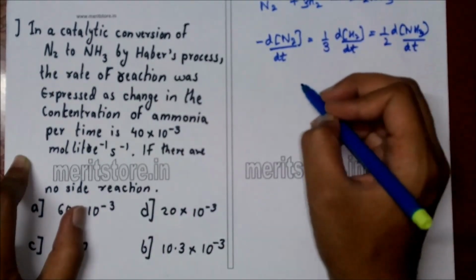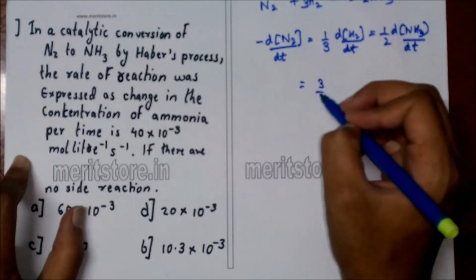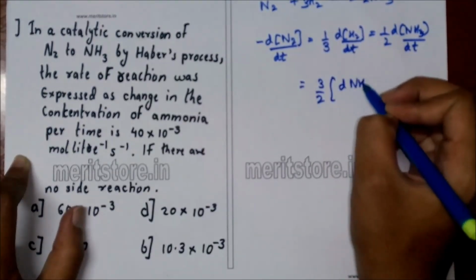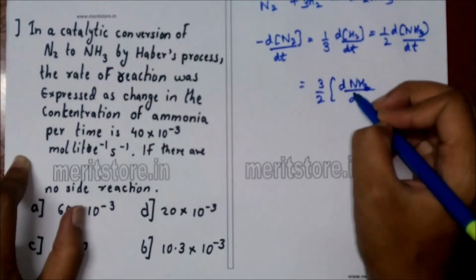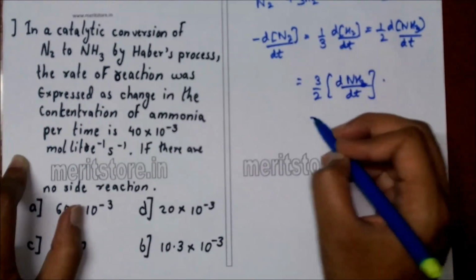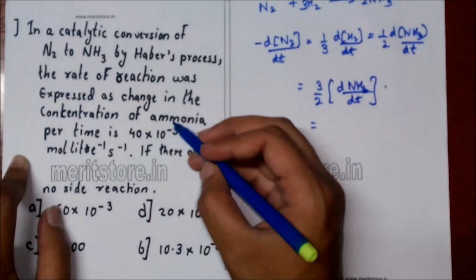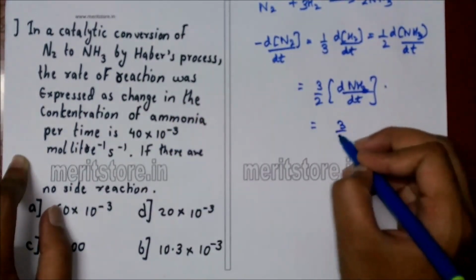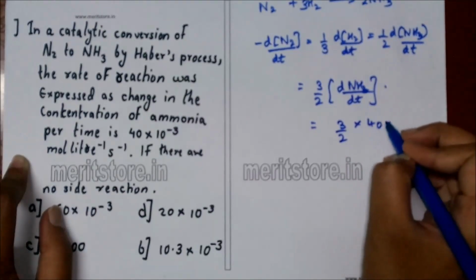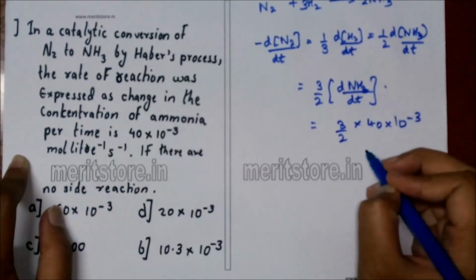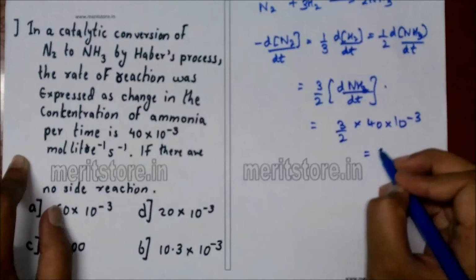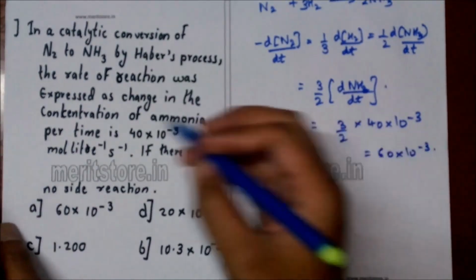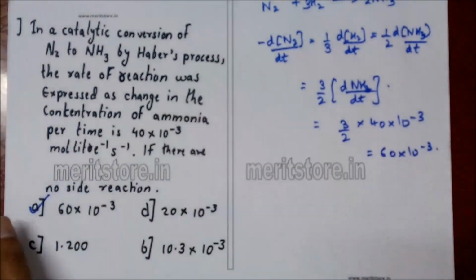So we can write 3 by 2 into d[NH3]/dt. We know the rate of ammonia per time is 40 into 10 raised to minus 3. So 3 by 2 into 40 into 10 raised to minus 3 gives us the answer, which is equal to 60 into 10 raised to minus 3. So option A is the correct option.